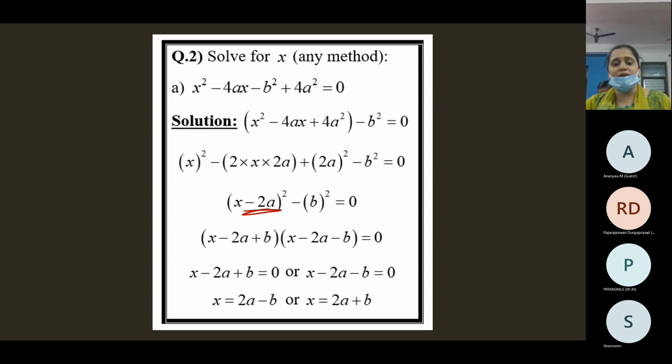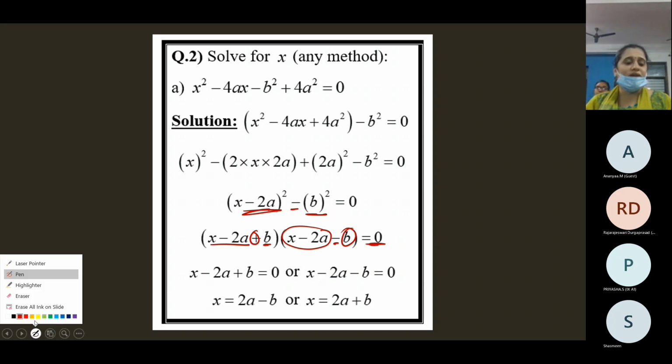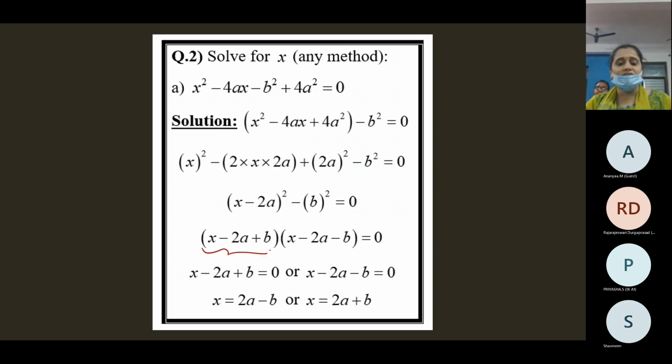This is like p square minus q square. So how do you factorize that? P plus q into p minus q is equal to 0, and then equate each factor to 0. These are the two factors. Equate each of them to 0 and find the values of x.